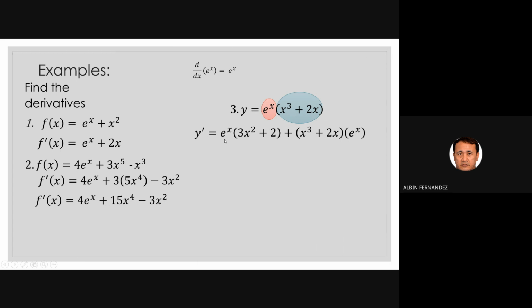So here you will have to distribute e to the x to each of the terms inside each parenthesis. So you'll have 3x squared e to the x plus 2e to the x plus x cubed e to the x plus 2x e to the x. Of course, you will have to rearrange this in such a way that the first term has the highest power. So you got y prime to be x cubed e to the x plus 3x squared e to the x plus 2x e to the x plus 2e to the x.